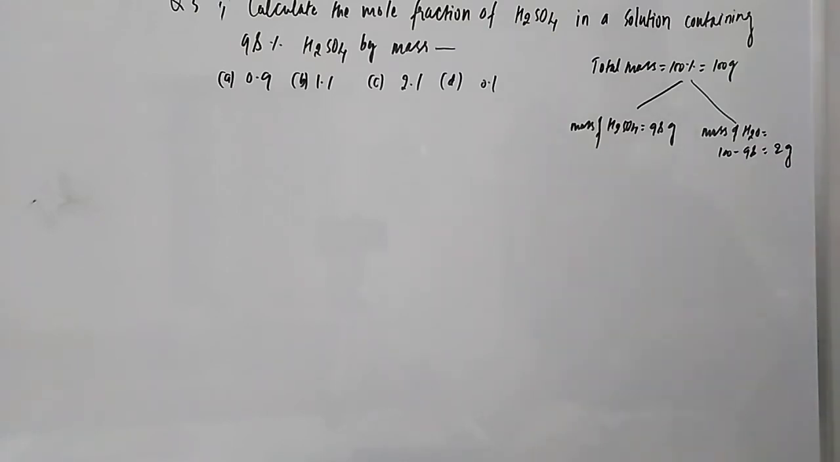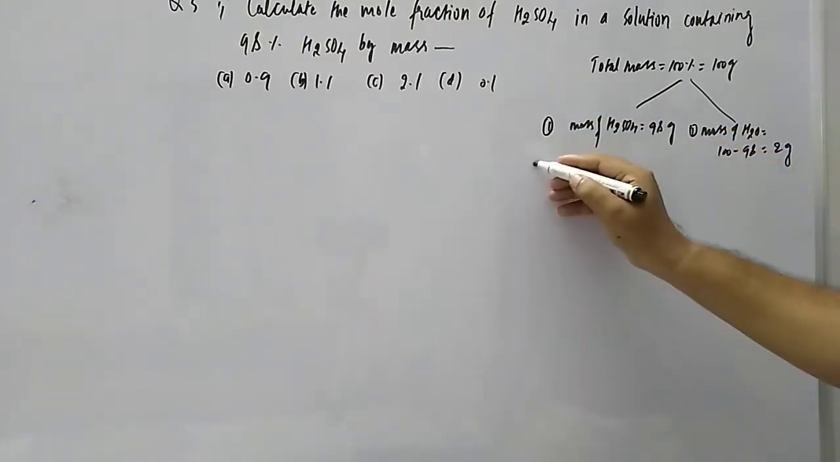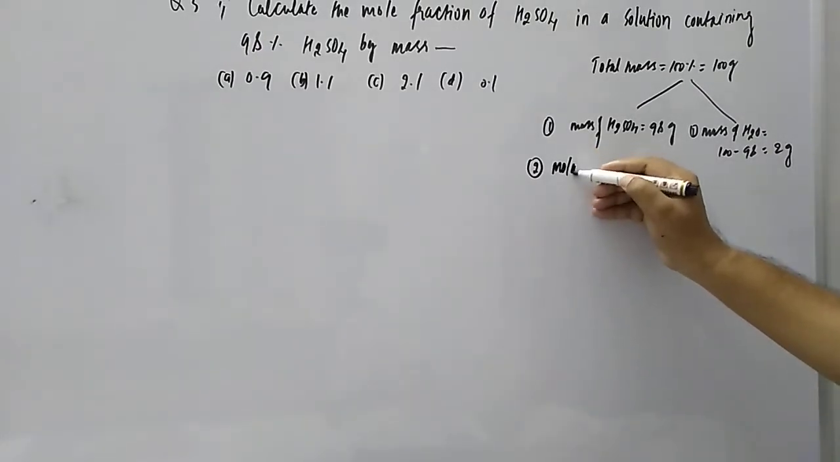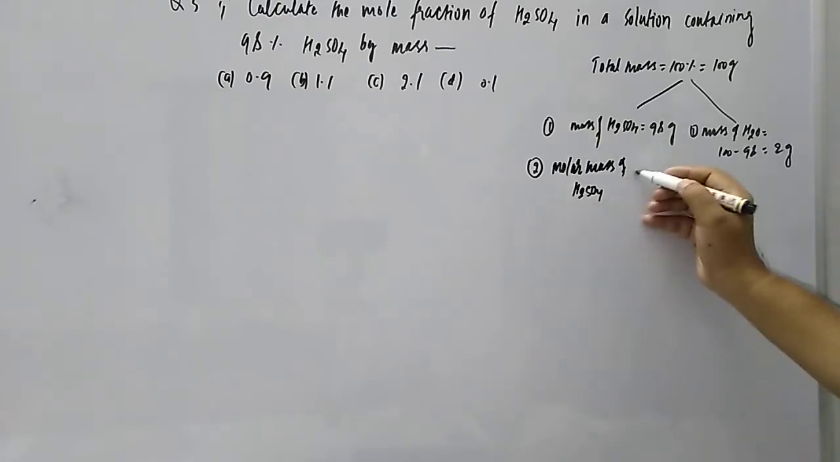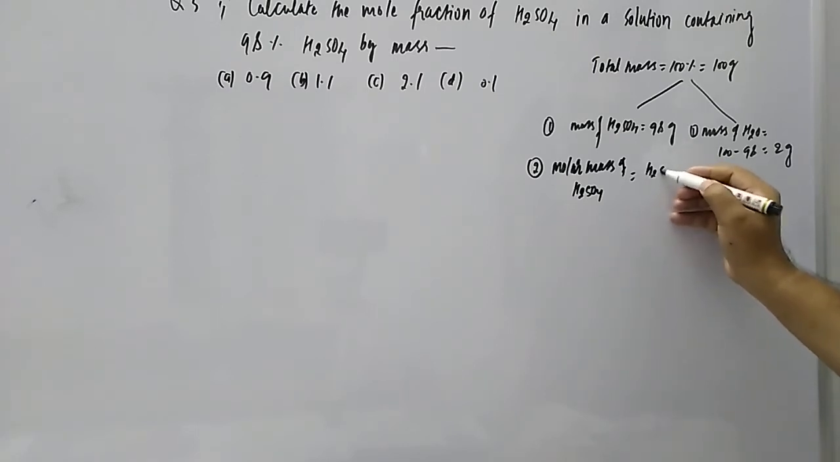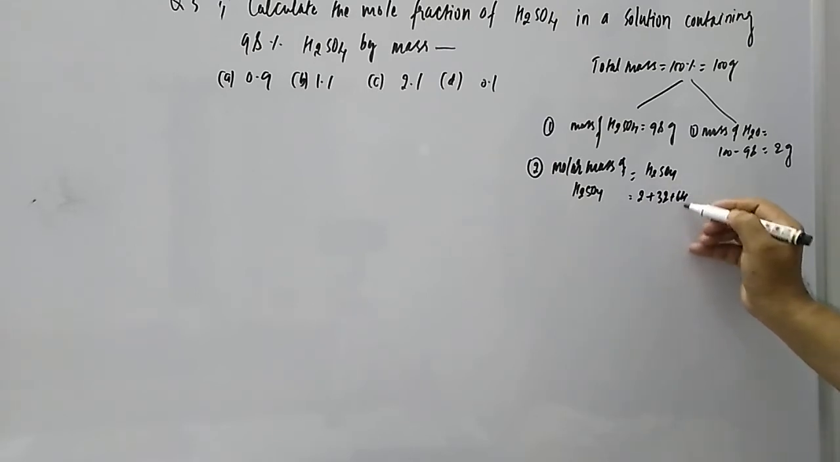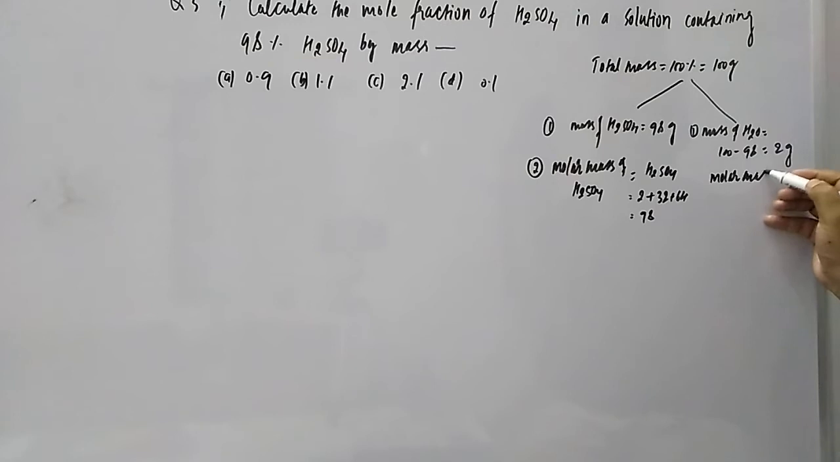Okay, now calculate the mole fraction of H2SO4, they are asking. So first you calculate the molar mass. Second, we have to calculate the molar mass of H2SO4. H2 means 2, plus 32, plus 64. So how much is coming? 98. And the molar mass of H2O, how much is coming?